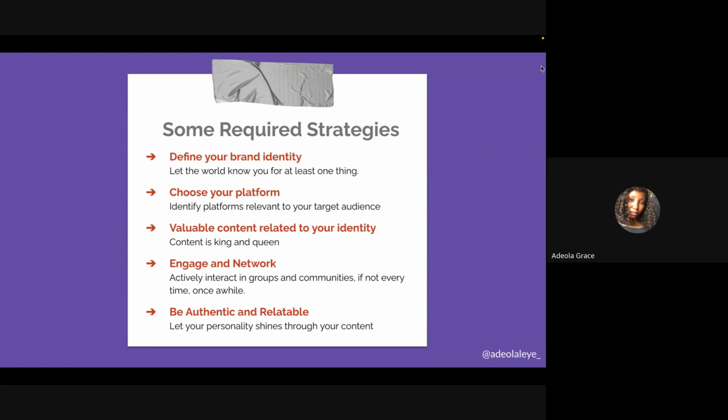Right. So choose your platform and just stick to it and make sure you engage your audience from there. So valuable content related to your identity. Content is king and queen, right? Though there are cases whereby you might have to take a break from the internet. You might have to take a break from social media. I have done that several times, right?